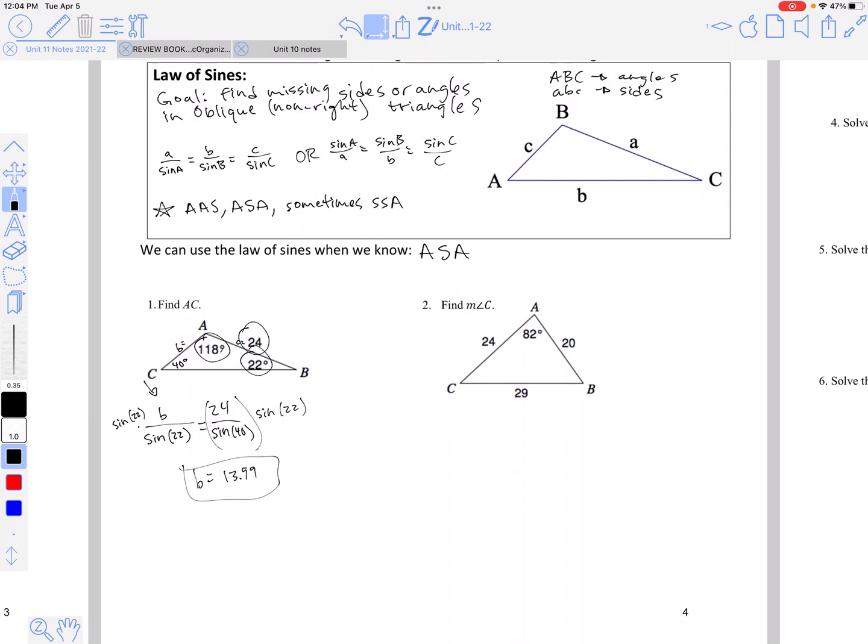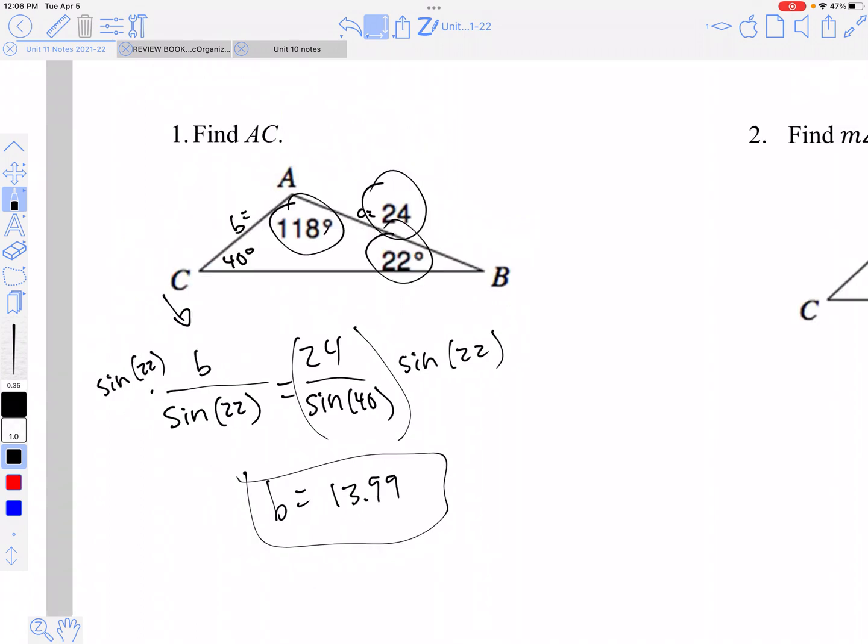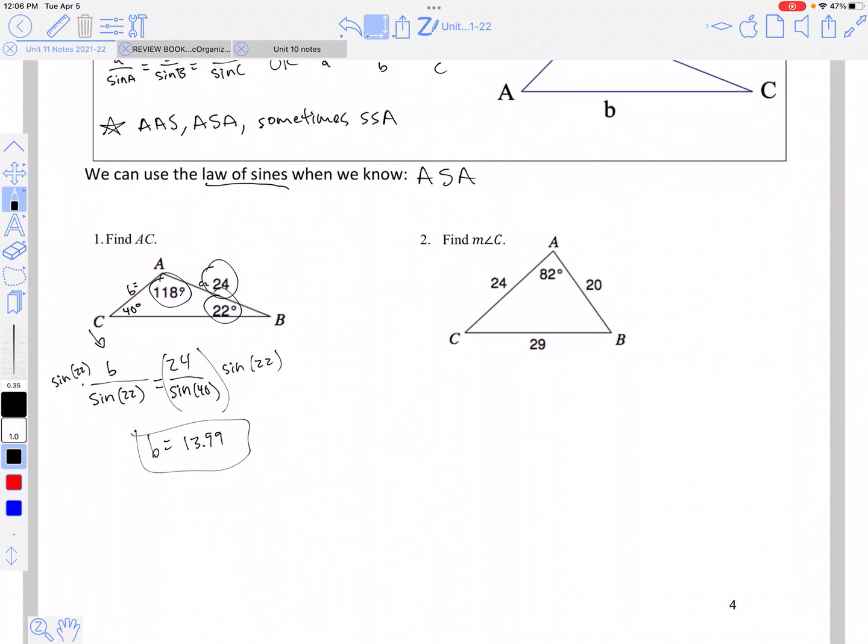And again, I can't force something to work that's not going to work. So if you can't use law of sines, you won't be able to create something like this. You can memorize that law of sines always works with angle, side, angle, but you don't have to. You don't have to.